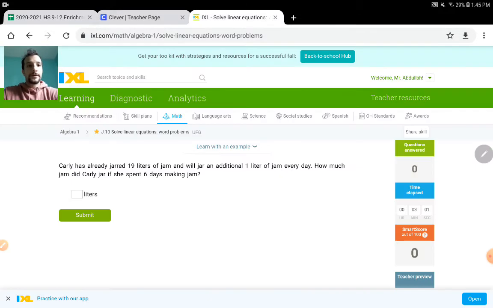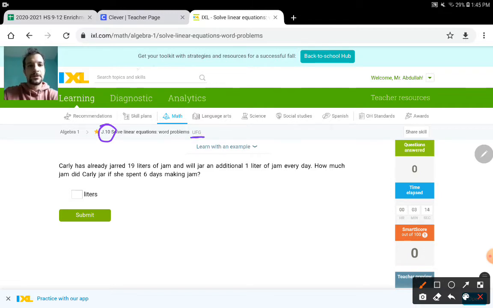Now, here's today's assignment on IXL. It is called J10, but these can change every year. It's not going to change this year, but next year it could be another code. This one is going to stay the same. UFG, if you just type it in here and then search it, the first one that'll show up is going to be this assignment.